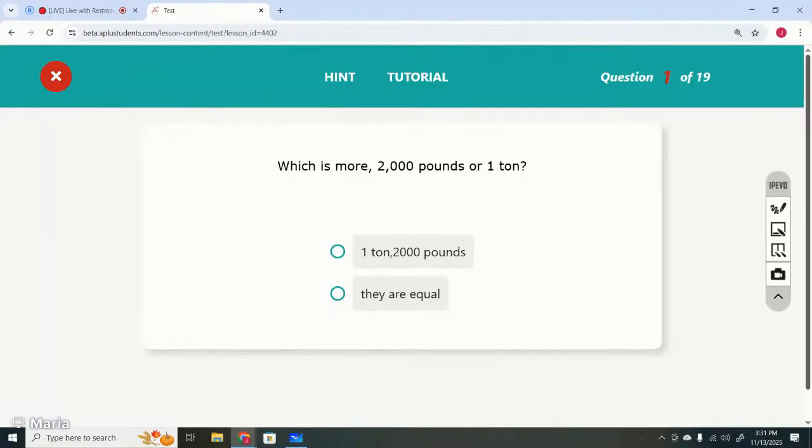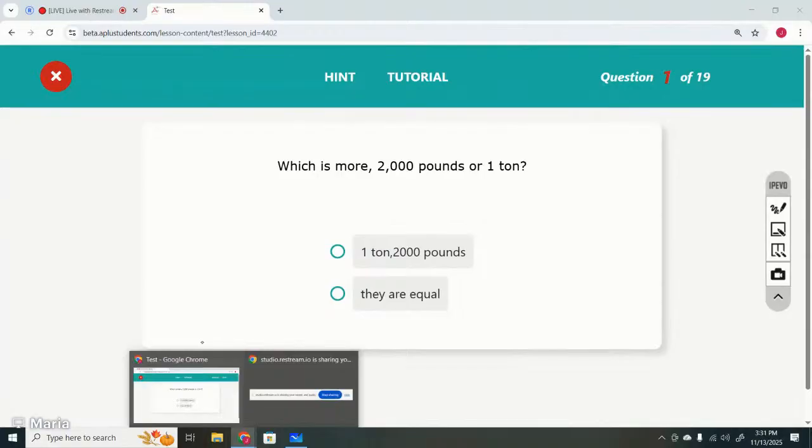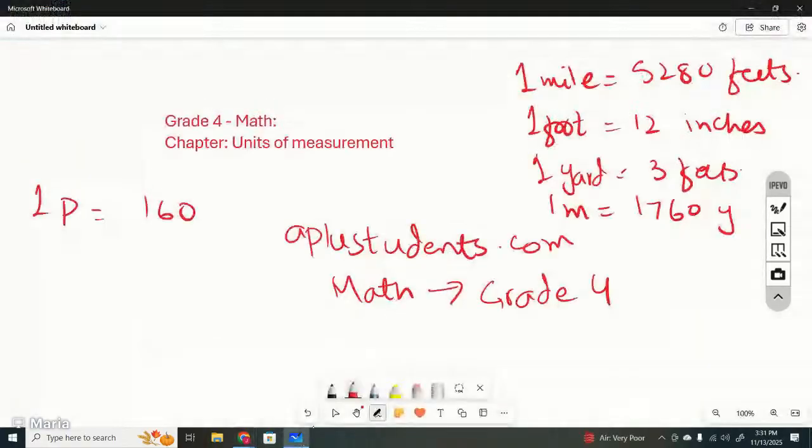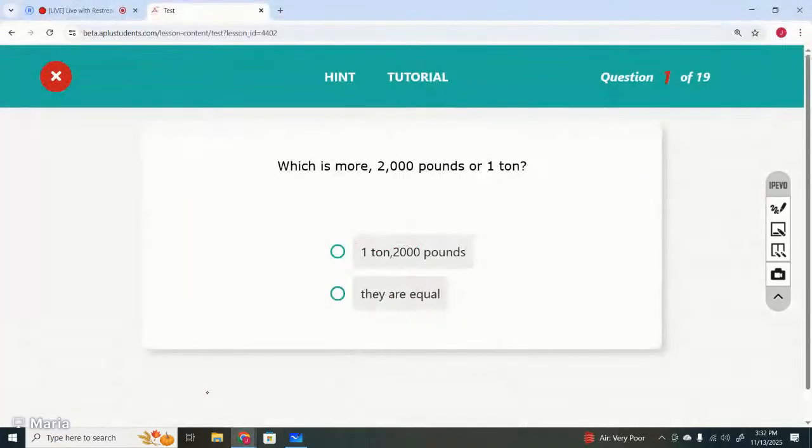Which is more, 2000 pounds or 1 ton? The base is 1 ton equals 2000 pounds. So which is more, 2000 pounds or 1 ton? They are exactly equal.